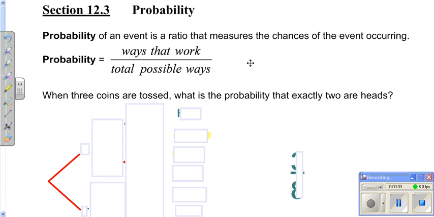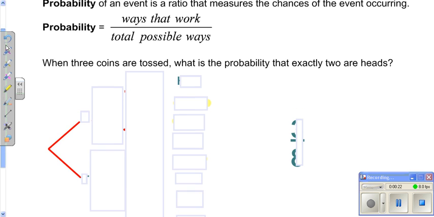Probability is a ratio of the chances of an event occurring. To calculate your probability, it's pretty much the ways that end up working for you, that you would find favorable, over the total possible ways that could occur. So let's take a look at the probability here.